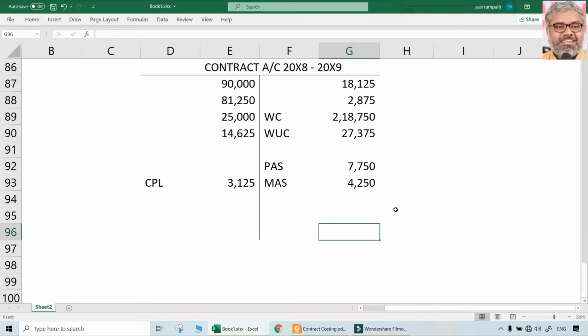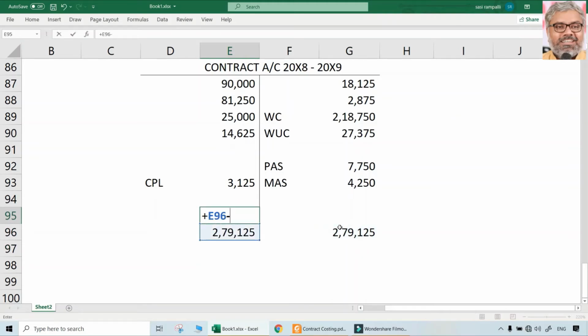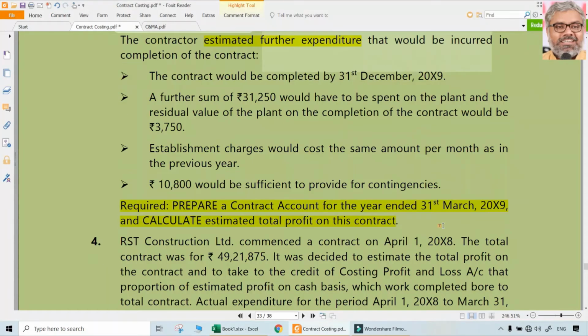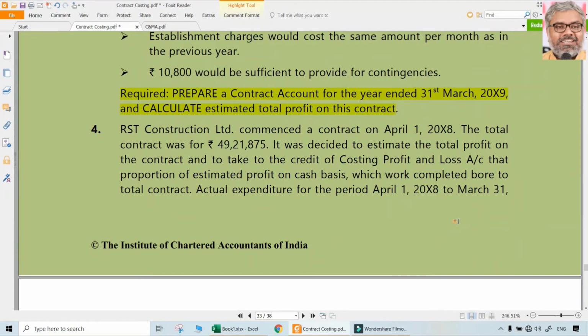So we have all the data related to the contract account. Credits and debits both are there. Let us just take which one is higher. Yes, credits are higher. So there will definitely be a notional profit for that particular year. That is how much? 65,125 rupees is the notional profit.